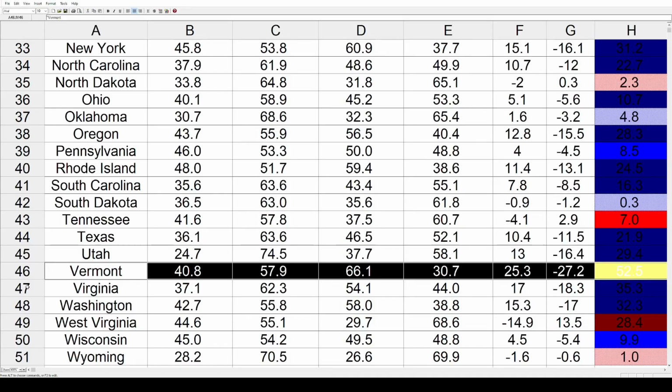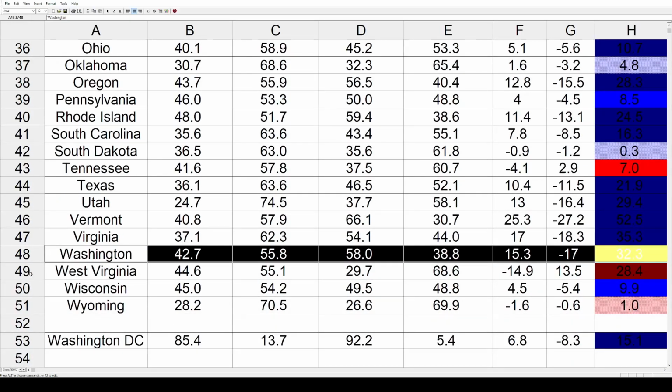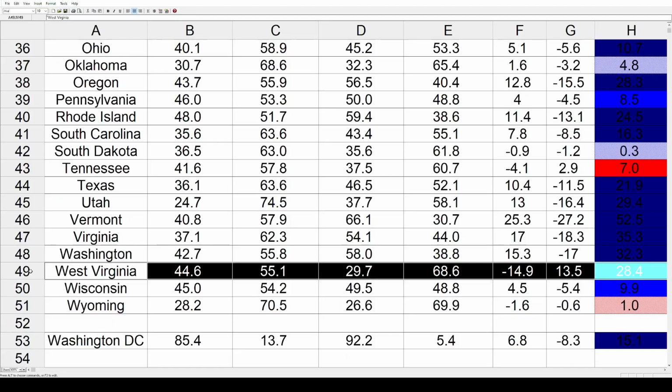It's really only possible because Reagan won that by 17 points in '84, and then Biden won it by over 35 in 2020. Let's move on to Virginia, and that also went a huge 35.3 toward the Democrats, just as Washington did by 32.3. West Virginia hit the biggest shift toward the Republicans by 28.4.